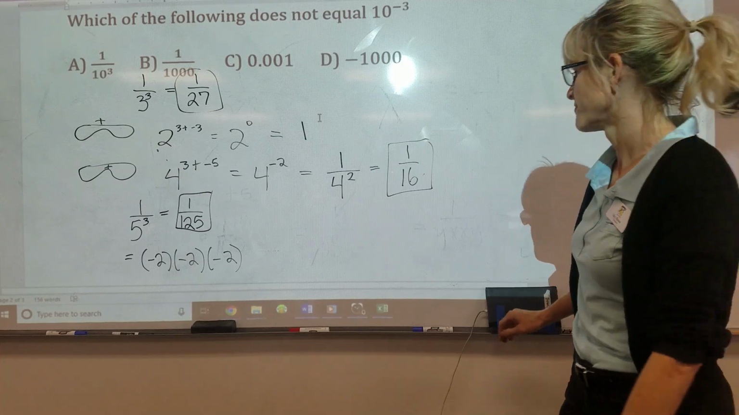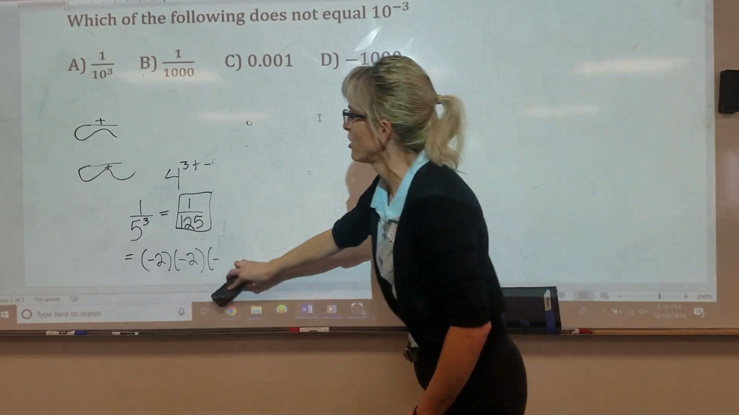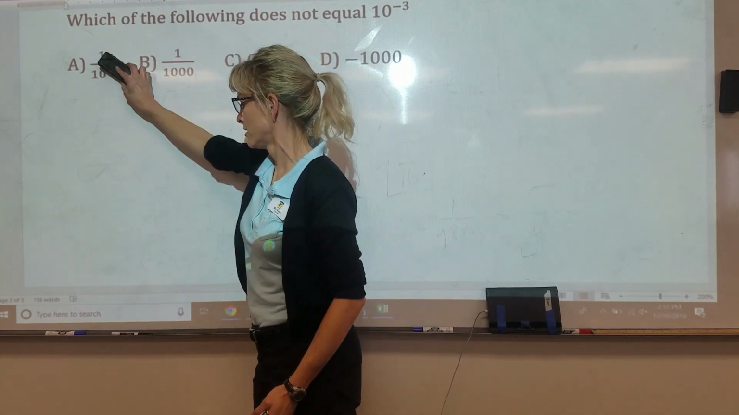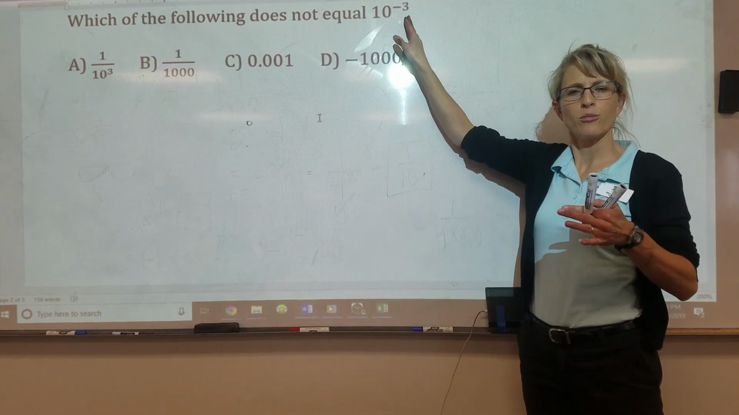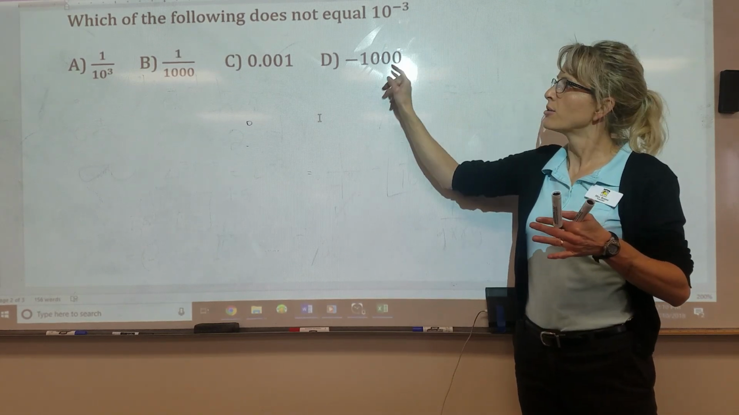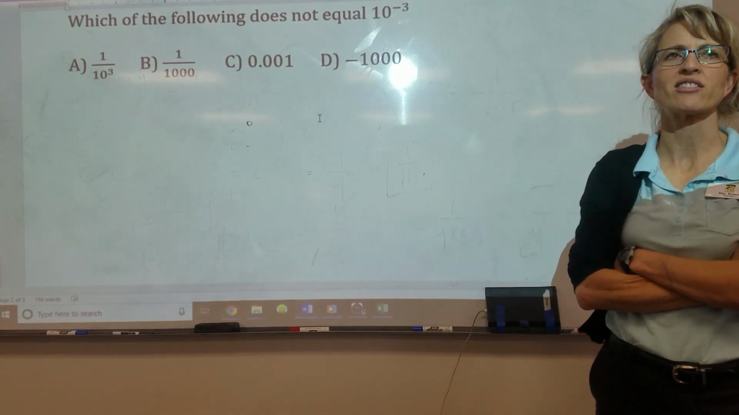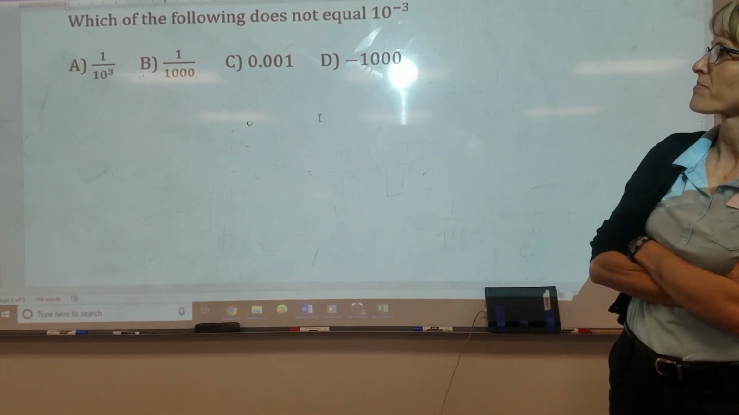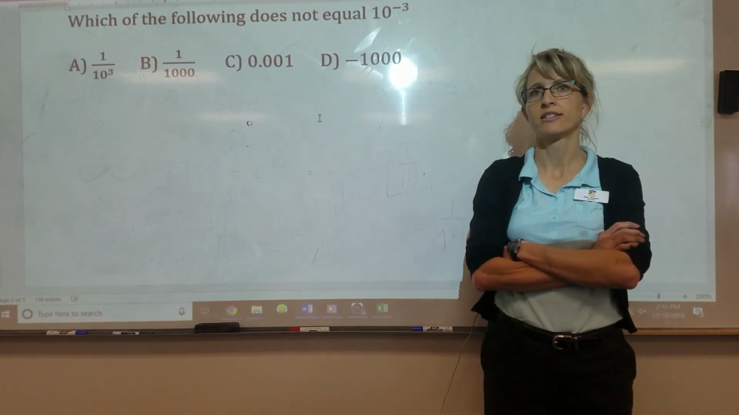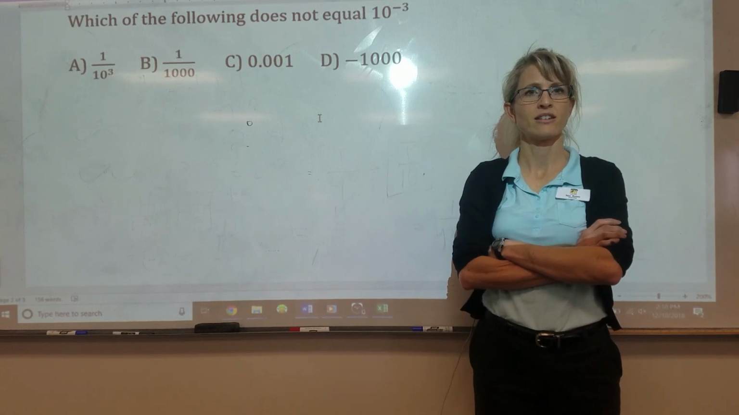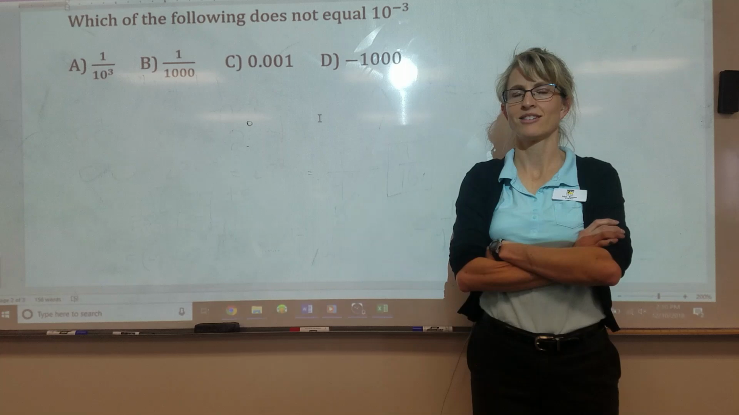All right, multiple choice. Which of the following does not equal 10 to the negative 3? Now let's remember, let's just imagine, okay, we're going to go in the denominator. We're going to cube that 10. Which one is not equal to? We're going to take a vote. You have 5 more seconds to think in your mind. All right, if you think it's A, raise your hand. B, C, or D? D is correct.